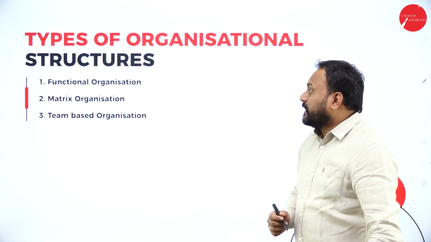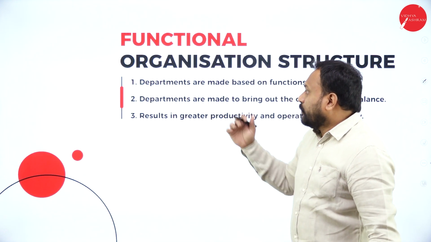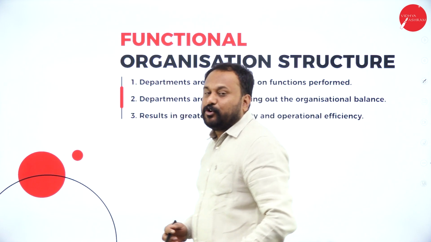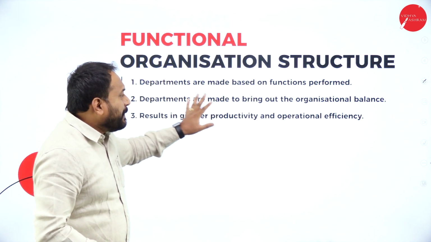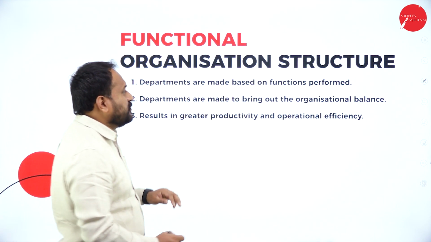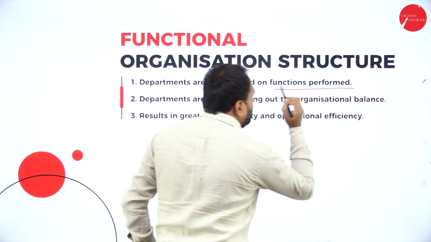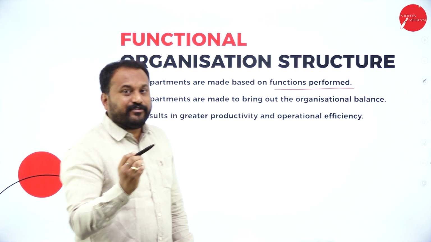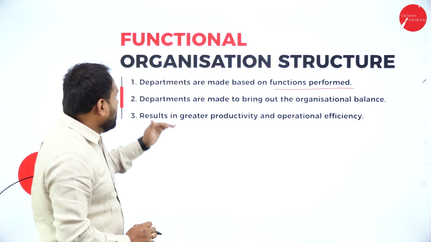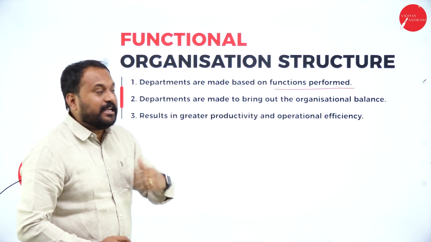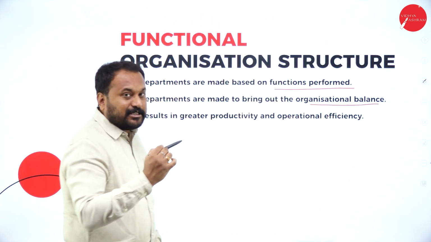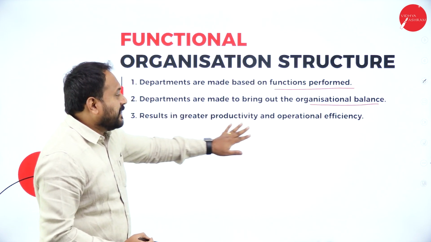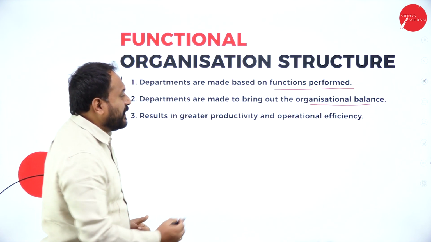So the first one is functional organization. What is this functional organization? When we go with this functional organization, we need to understand departments are made based on functions performed. Departments are made to bring out the organizational balance. And the last one here is that it results in greater productivity and operational efficiency.